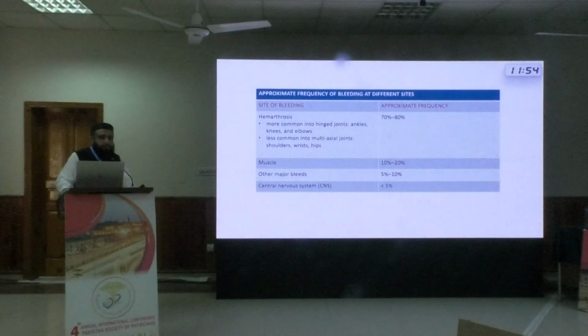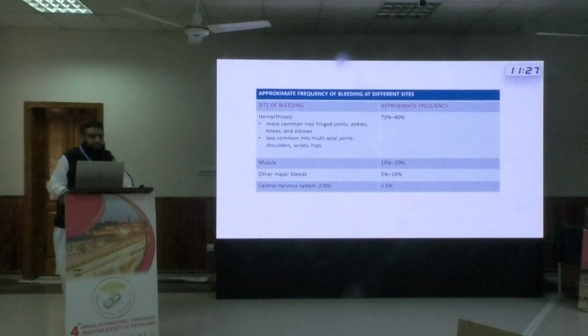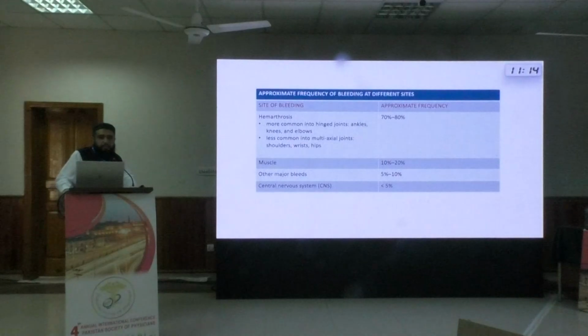If we talk about the frequency of bleeding at different sites, the most common is hemarthrosis. It occurs in 70 to 80% of the cases. The knee, elbow and ankle joints are involved more, as compared to the hip joint and shoulders. In muscle, the frequency is 10 to 20%. Other bleeds account for 5 to 10% of cases, while intracranial bleed and CNS intraspinal bleeds are less than 5%.